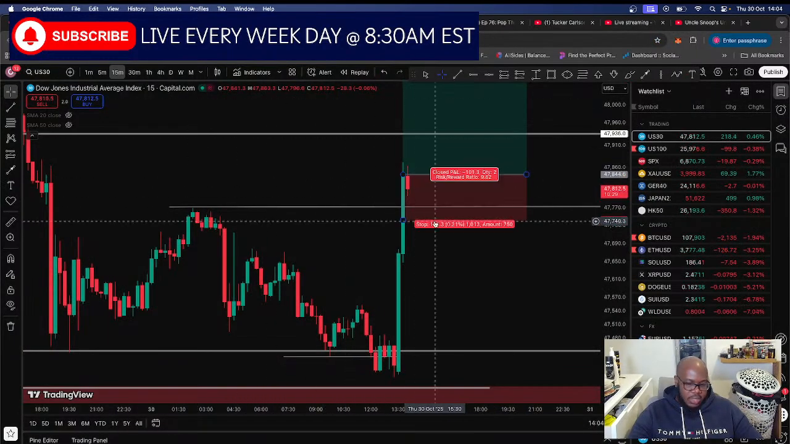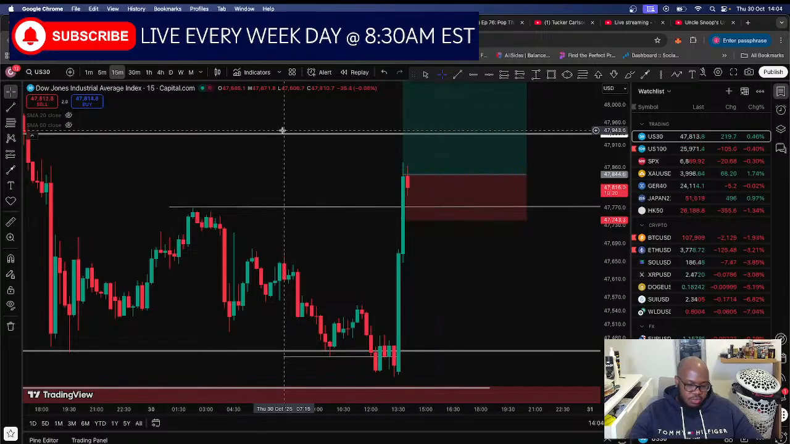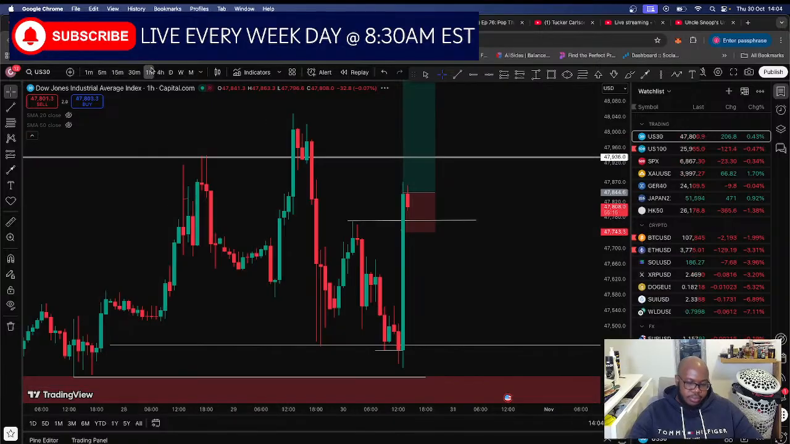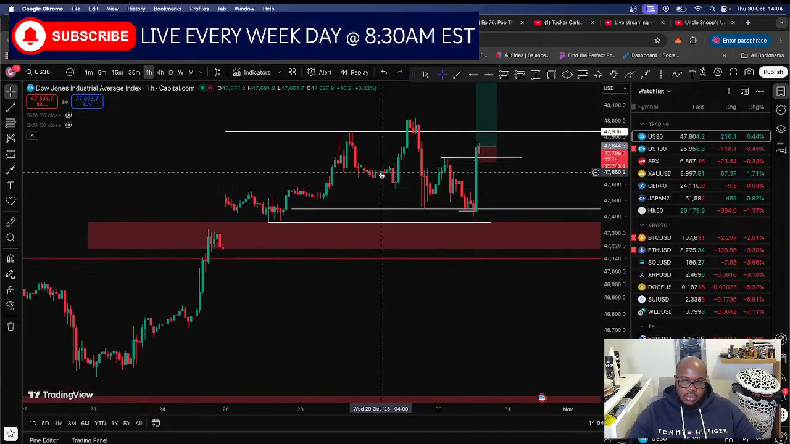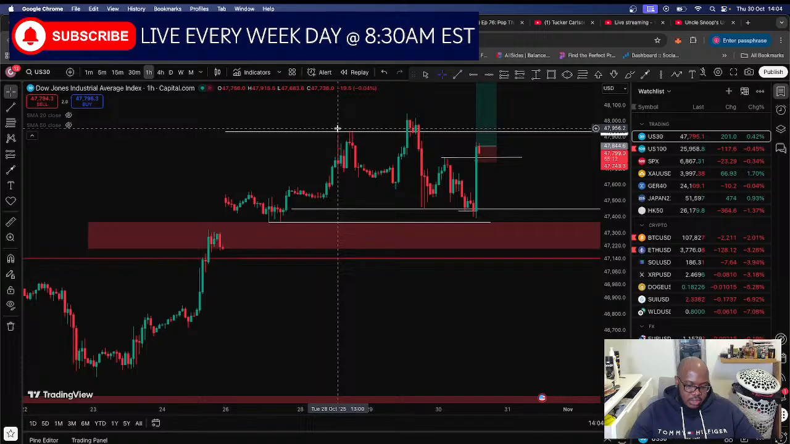I should not be down on this trade. This trade should be running into profit. It should have done what I wanted it to do though. But we'll see if it still does or if it doesn't. And it doesn't look great. It looks like there's a lot more sellers than there are buyers.